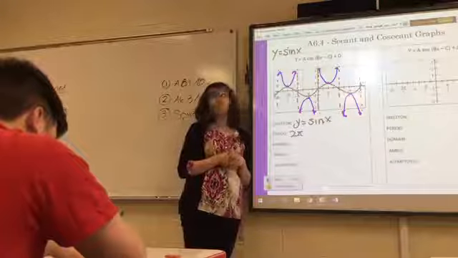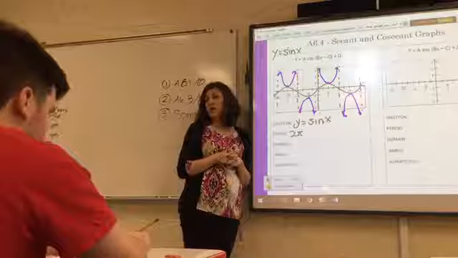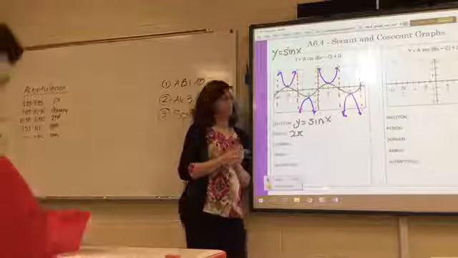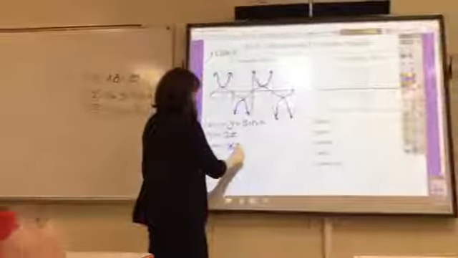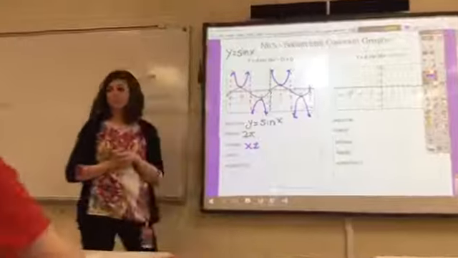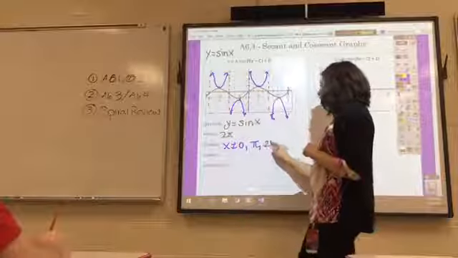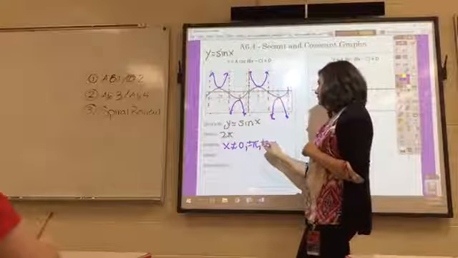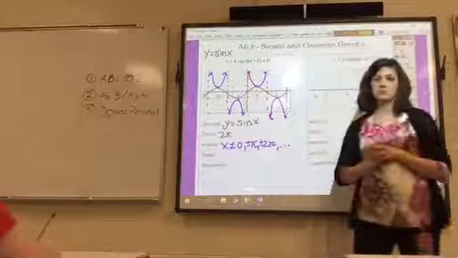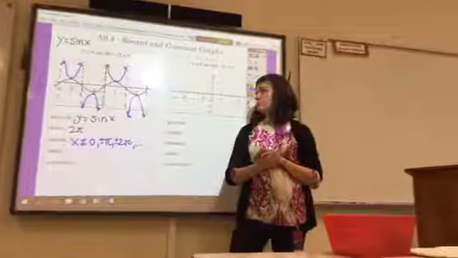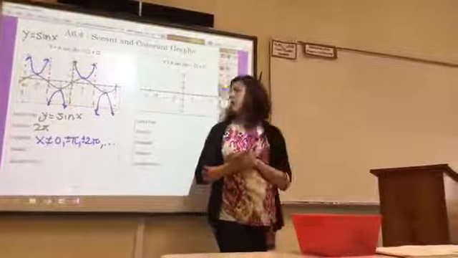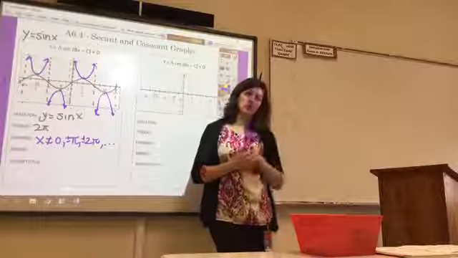Okay, what's the domain now? We've got vertical asymptotes. X can't be 0, pi, 2 pi, plus or minuses on those, and so on. It goes on to infinity, because you could keep drawing it as long as you want to.